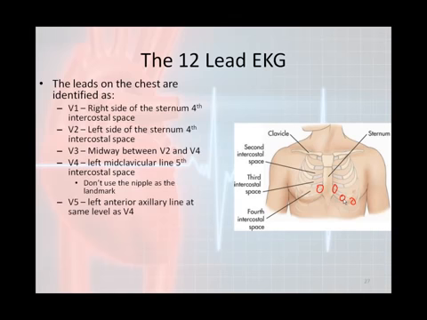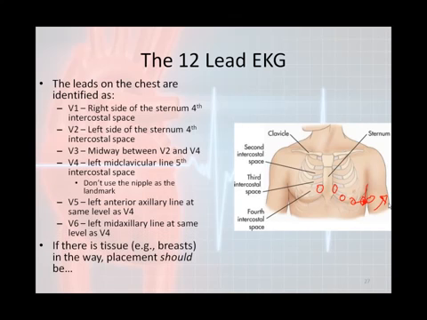V5 is going to be placed at the left anterior axillary line at the same level. So if this is the axillary line, I'm going to say that V5 is going to go right here at the same level as V4. And V6, of course, is mid-axillary line, same level as V4. Since I can't draw it, it's going to end up over here on the side. You might have to move the patient's arm out of the way, and if you don't, then you're probably placing V6 in the wrong spot.